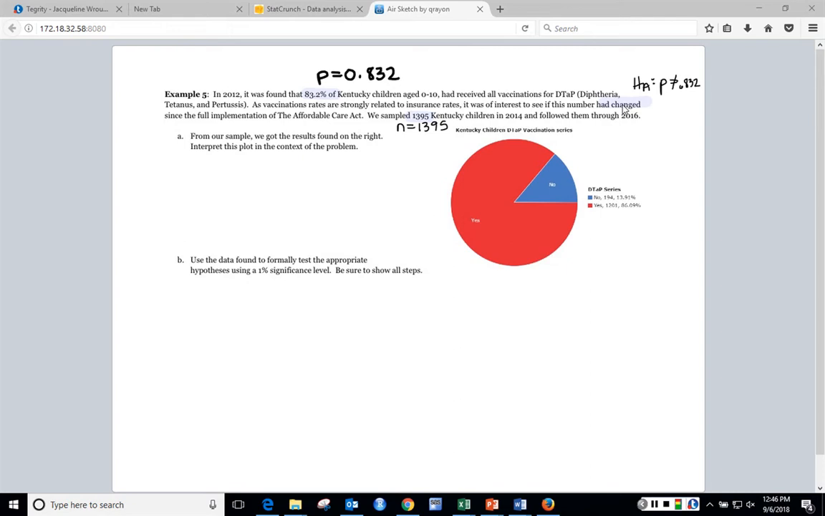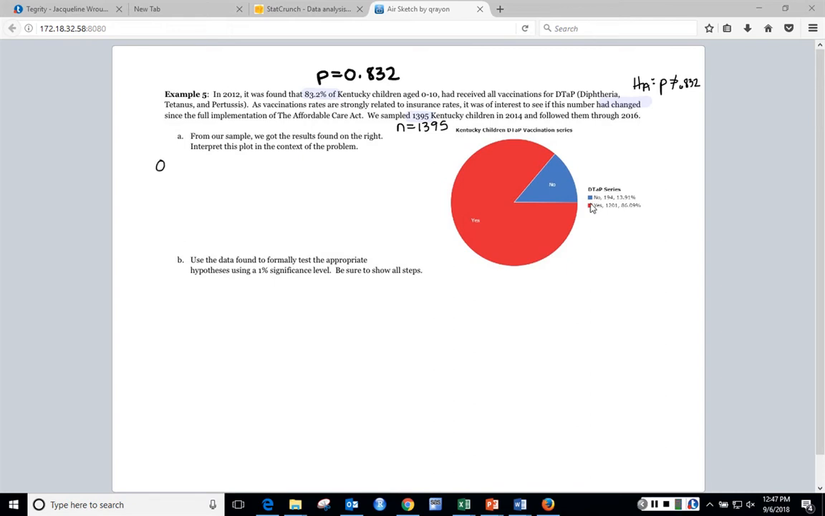It then says from our sample we got the results found on the right here in our pie chart. We're going to interpret that plot in the context of the problem. So of course, first, just looking at my pie chart, I can see there's a much larger red group than blue. More specifically, the red is the yes, which is about 86% of my data. And then the blue is the no, much smaller, about 14% of my data.